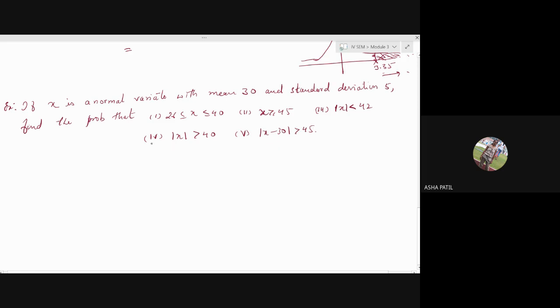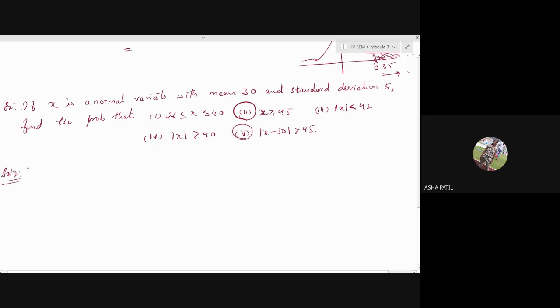So actually this is asked in the VTU exam, only two questions: X is greater than 45, and mod of X minus 30 is greater than 45. At that time they will mention what the value is. Let us see here how to do it.